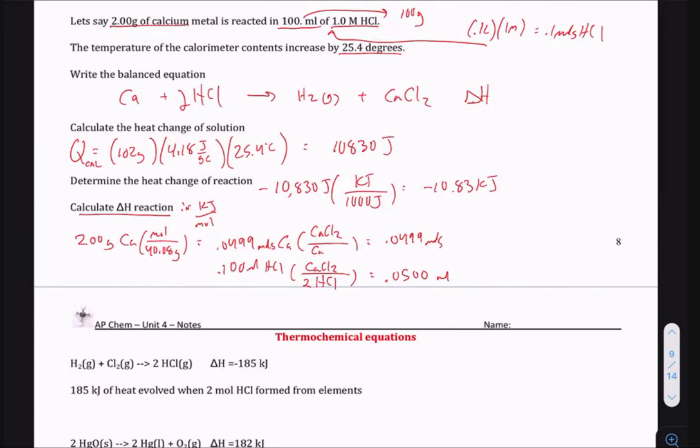But we're going to use, well, I guess technically it is lower. We'll use calcium, I guess. So divided by 0.0499. Normally it's not this close. All right, negative 217 kilojoules per mole.